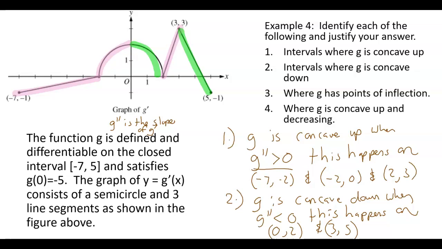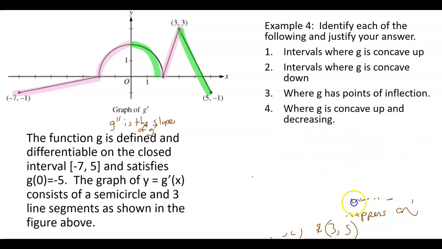The next question is, where is G concave up? I'm sorry, where does G have points of inflection? Before I answer that, I'm going to highlight some things really quick, just so we don't forget what the colors represent. Pink means concave up, green means concave down. All right, so G has a point of inflection anytime.